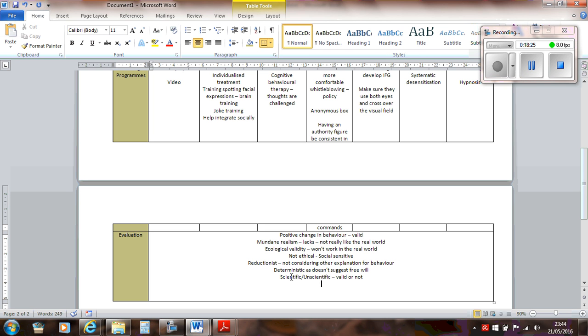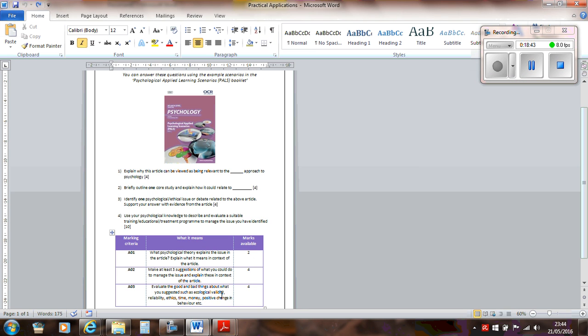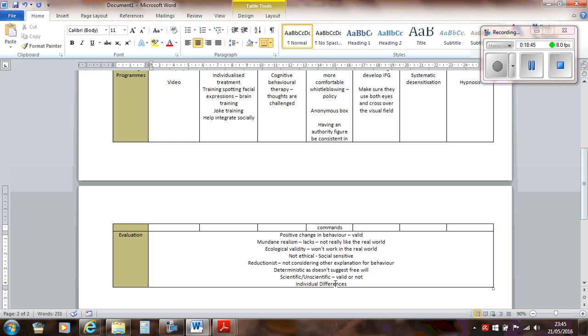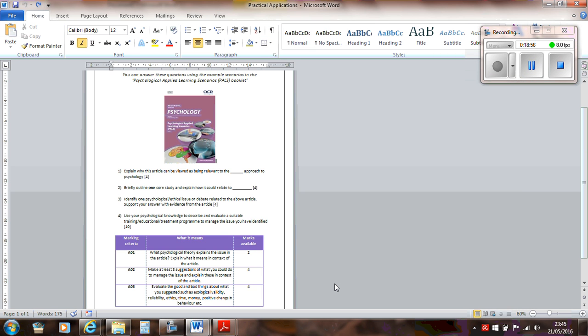Any other, you could talk about ethnocentrism. It might work for that person, but not for you. Or individual differences is another one I was going to do. Individual differences, so it might not work. So there's lots of different things that you can say good and bad for it. Reliability, whether it's reliable or not. You could say time and expense, is it actually practical to do it?